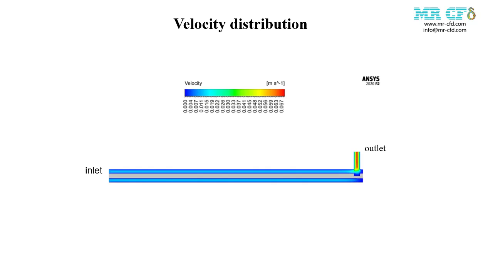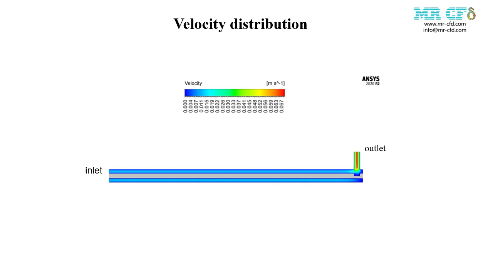Now let's see how velocity is distributed along the domain. The inlet shows very low velocities, consistent with the reported inlet velocity. There is a dramatic increase in velocity towards the outlet, with the highest velocities observed at the exit. This velocity increase is primarily due to the reduction in cross-sectional area. The velocity gradient is most pronounced near the walls, indicating the development of a boundary layer.